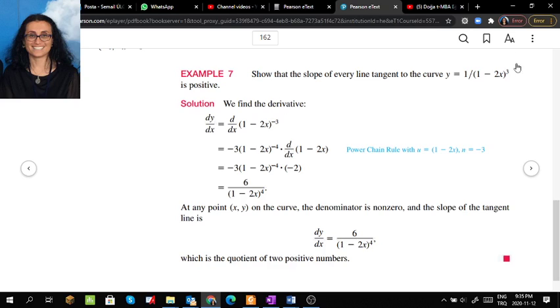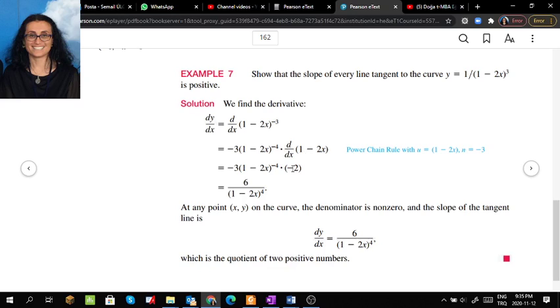So here we are going to write this in power form. This is going to be y is equal to (1 minus 2x) to the negative 3, and then you're going to take the derivative of this, take the power to the front, negative 3, decrease the power by 1, you get negative 4 on top, and the derivative of the inside function, right, is negative 2.